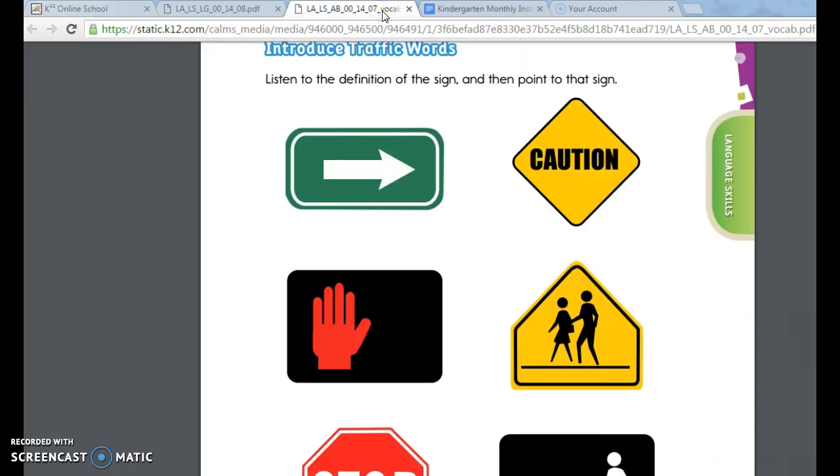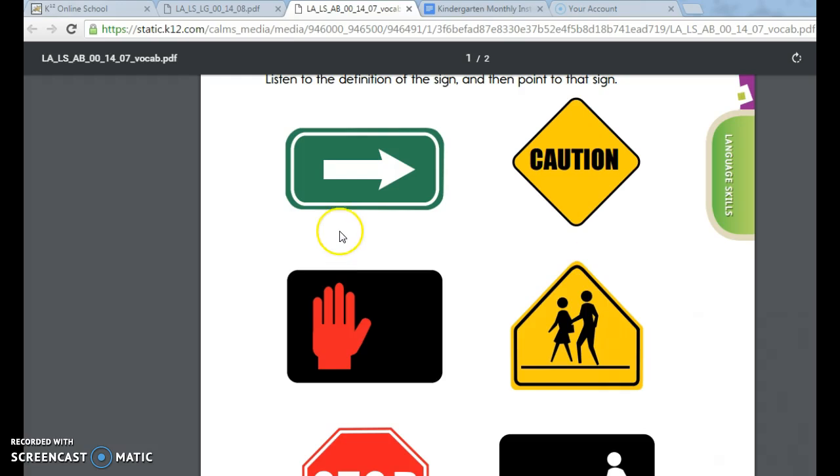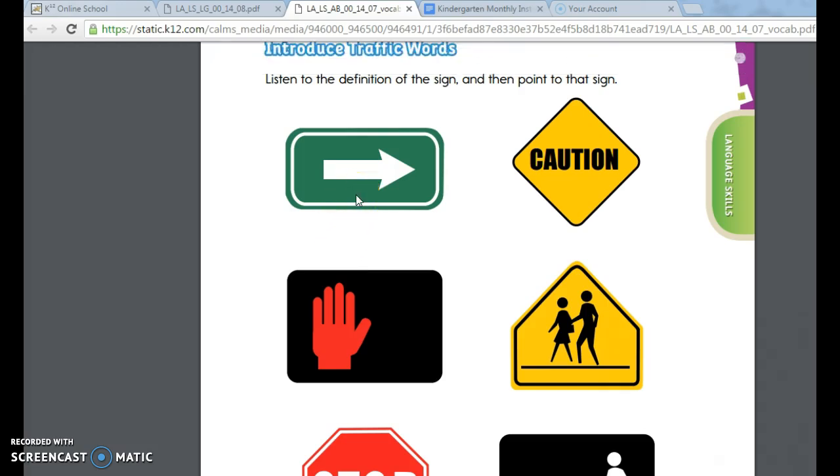We are going to begin by reviewing some traffic words that you learned in Lesson 7. So this is from our activity book, page LS53. If you look at this sign, this is an arrow sign, and this sign tells a driver which way to go. This is a caution sign, and this sign tells the driver to slow down and look around carefully.